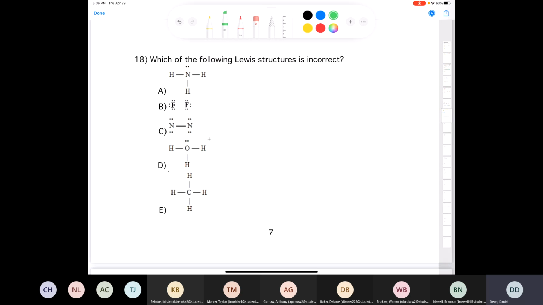Which of the following Lewis structures is incorrect? Could anybody help me out with this one? Does anybody see one that's a glaring error? You guys have all seen enough Lewis structures by now that you should recognize when you see one that's funky. There's one here that's really off the wall. Yeah, thanks, you guys. It's C. Absolutely.